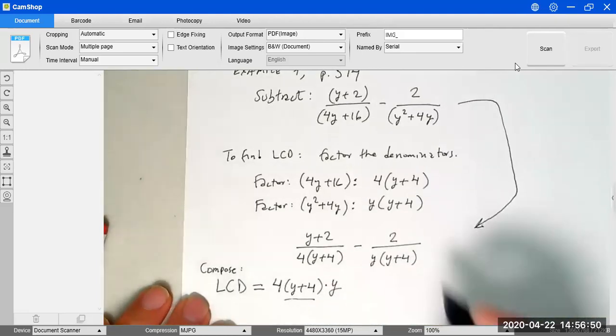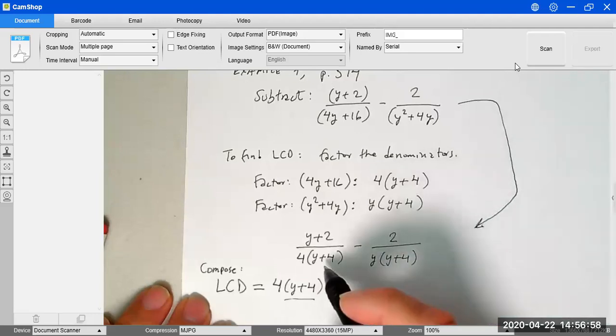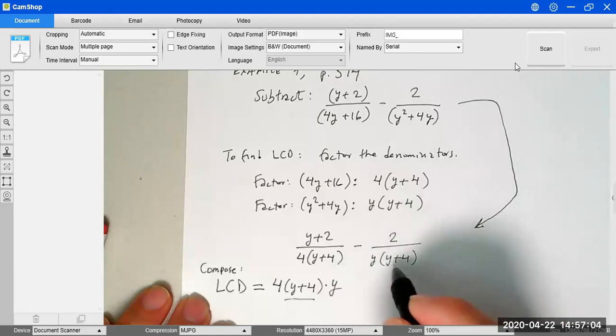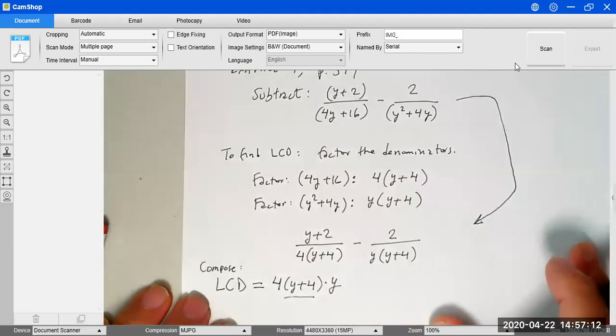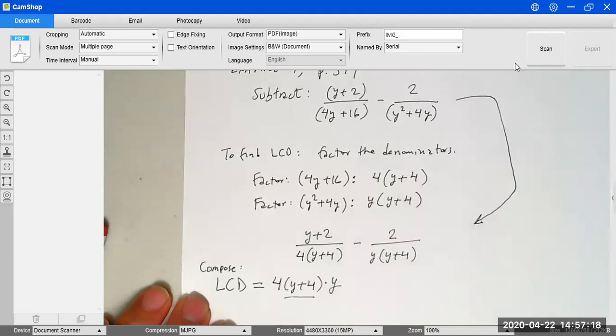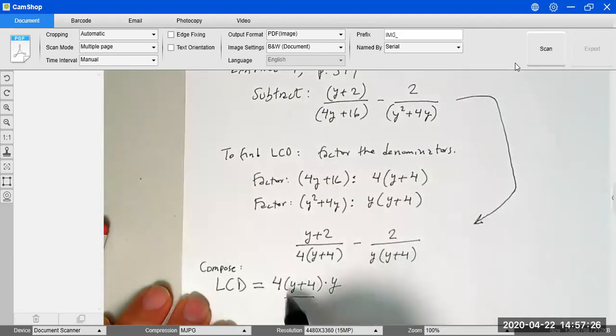If you had y plus 4 squared, then you would need to include it because y plus 4 squared is of a higher degree than y plus 4 only. But this is not the case. So y plus 4 from the second rational expression is already a factor of the denominator of the first rational expression. So this is my least common denominator, okay? The first denominator and any other factor that is not already in the least common denominator that we are composing.